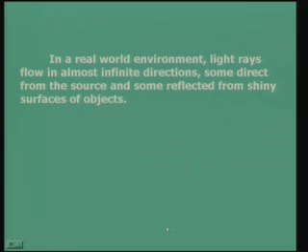In a real world environment, light rays flow in almost infinite directions. I talked about this some time back, and some of these light rays come directly from the source and some are reflected from shiny surfaces of the object. Of course, the surface reflectance properties have a very important role to play here. If we have an almost perfectly dark or black object, it will not reflect any light. Even if it reflects a small amount, that can be considered negligible.